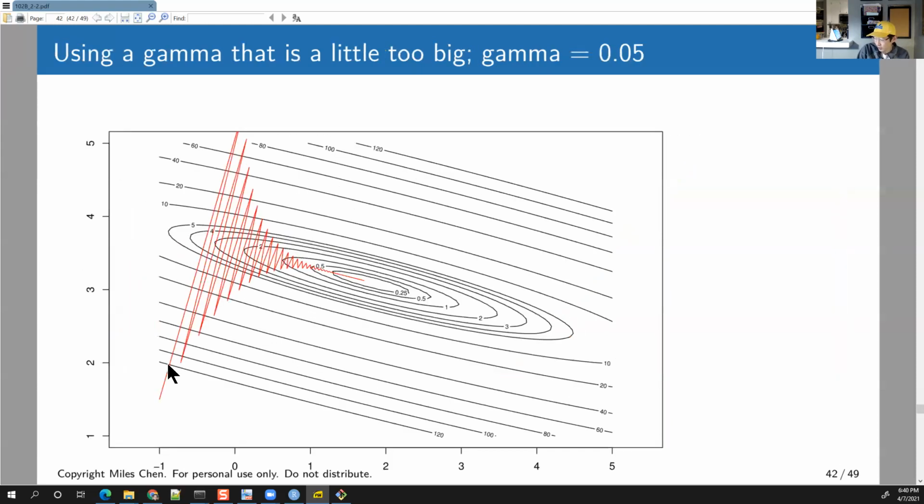Here is what could happen if you use a gamma that is a little bit too big, okay? It still gets you to the minimum here, but you can see that as far as the vertical axis, which represents the slope, okay? So one, it says, you know what, your slope is too shallow. So what do you need to do? You need to increase your slope.